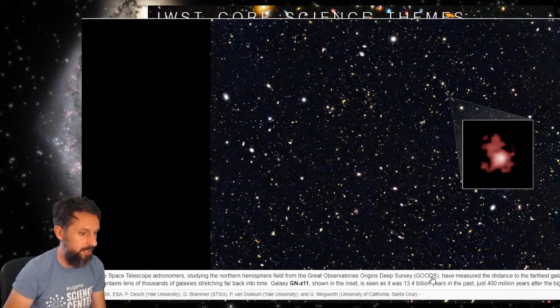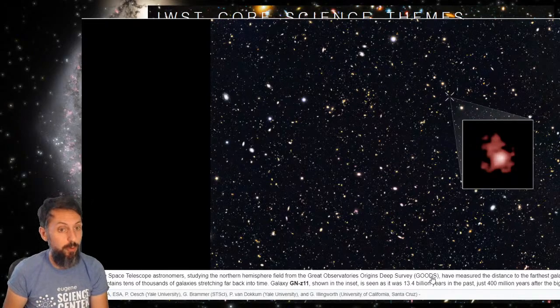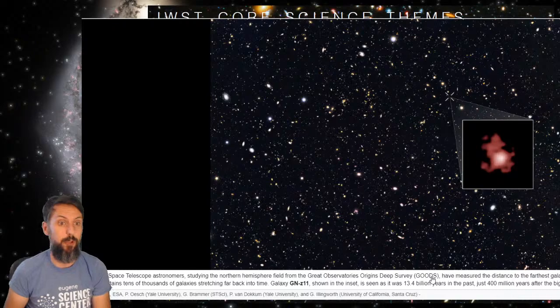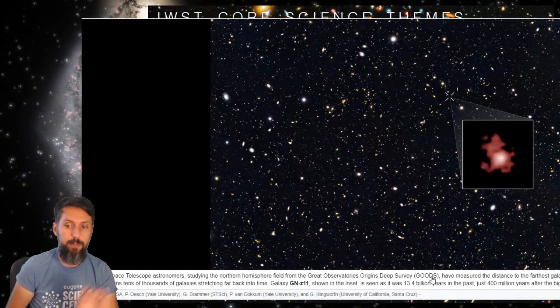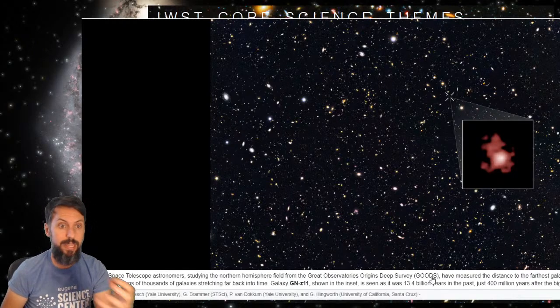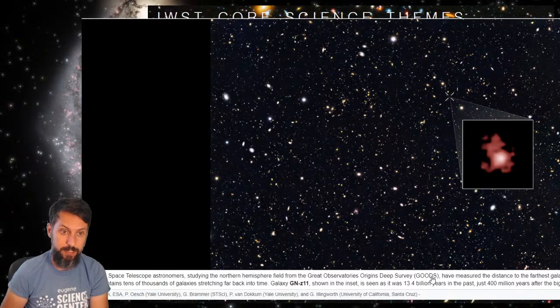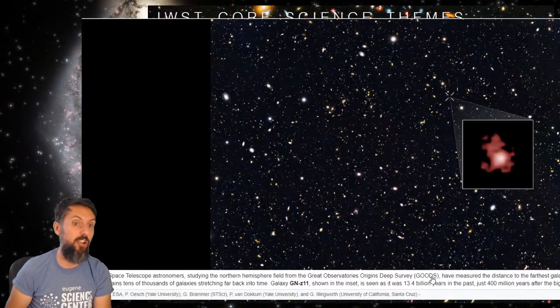13.4 billion years distant. So the universe is only 13.6 billion years, so you can't see farther than that. And so essentially you're seeing almost the farthest you can possibly see. 400 million years after the Big Bang. The universe is only 400 million years old, and this galaxy gave off the light that moved into space. This galaxy, we call it a redshift 11.